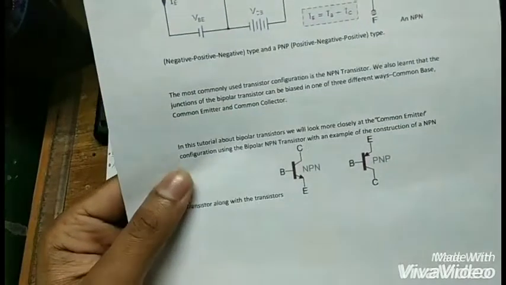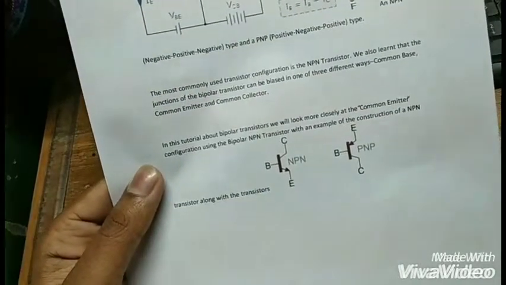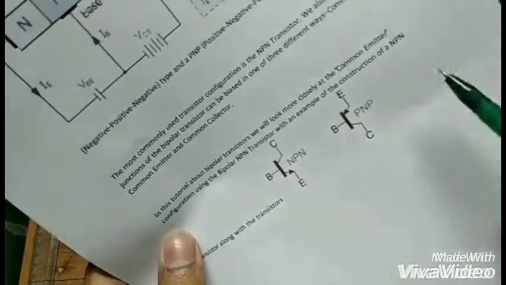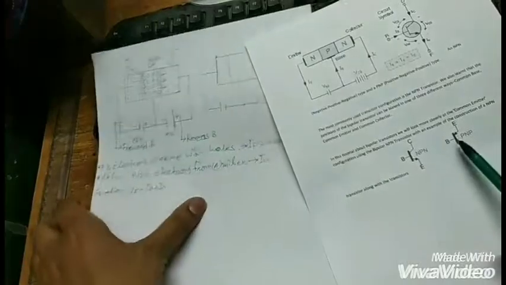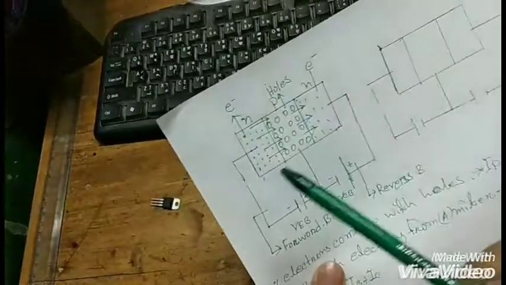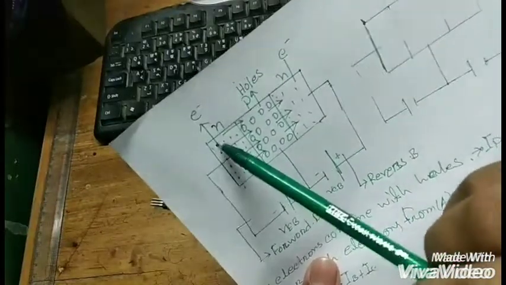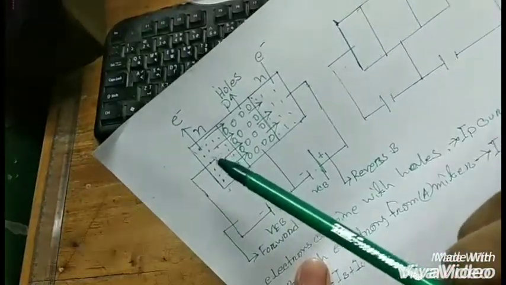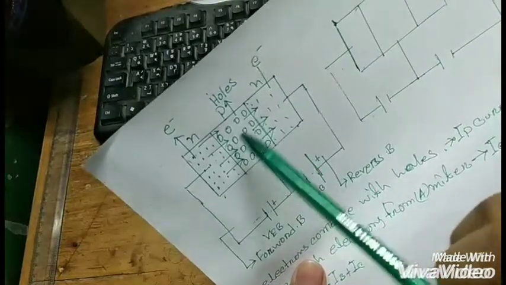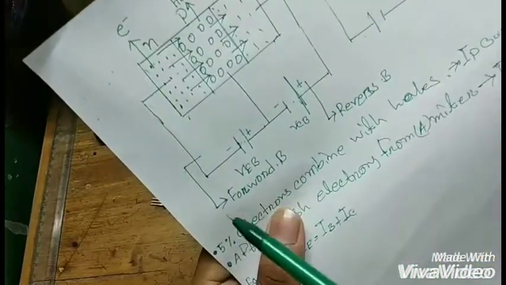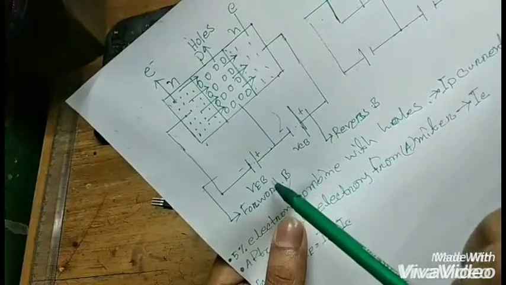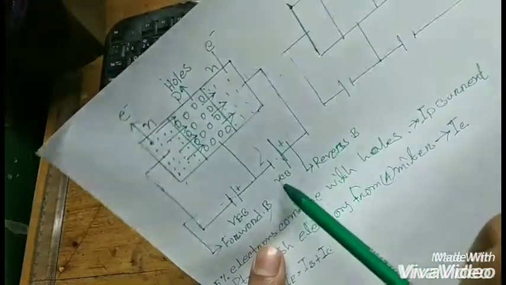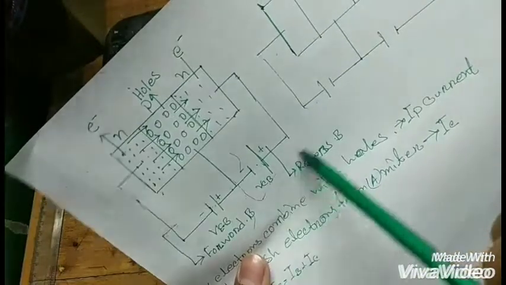This is an example of the construction of an NPN transistor. We can see the NPN, the B, E, C, and there is a different chart here showing the electrons and the holes. This is the forward bias transistor, the BE junction, and the VCB junction is the reverse bias transistor.